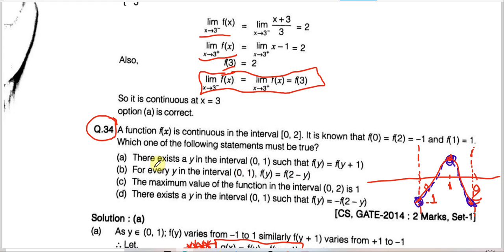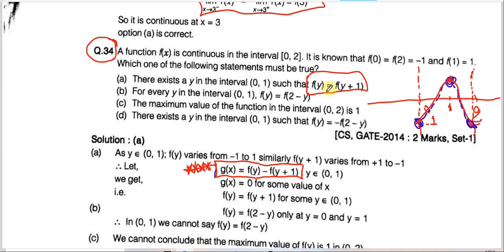So it is saying that there exists a y in 0 to 1, in between here something. There should exist a y where f of y should be f of y plus 1. So these types of problem you have to keep in mind. You have to remember this concept. For this type of problem, you have to assume another function g of x, which will be the difference of this, f of y minus f of y plus 1. So this will be the g of x. Always you have to do like that.